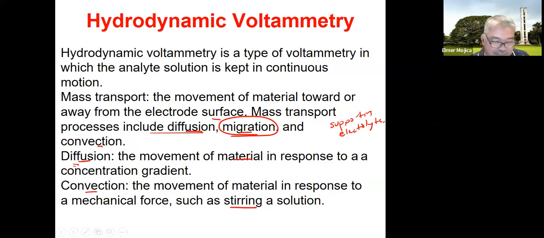We attempt to minimize the effect of migration by introducing an excess of inactive supporting electrolyte. When the concentration of this supporting electrolyte exceeds 50 to 100-fold, the fraction of the total current carried by the analyte approaches zero. As a result, the rate of migration of the analyte toward the electrode of opposite charge becomes essentially independent of the applied potential. So yung presence ng supporting electrolyte prevents migration from happening.